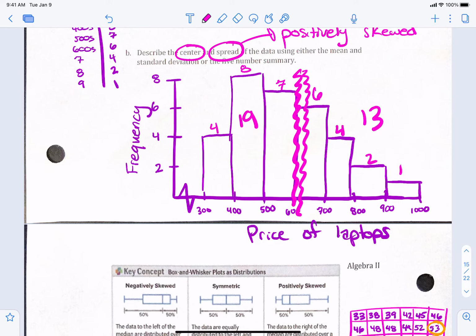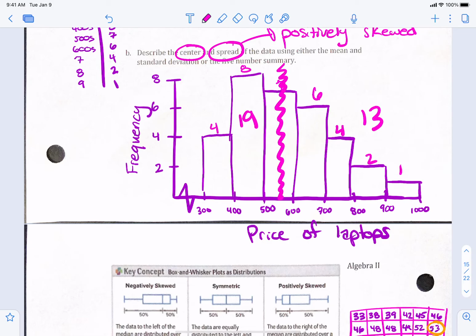So my split should be about halfway through the 7, about halfway through the 5. We got to move it that way, right? Well, it has 7 things. So our center of our data is probably going to be about, I don't know, $550.